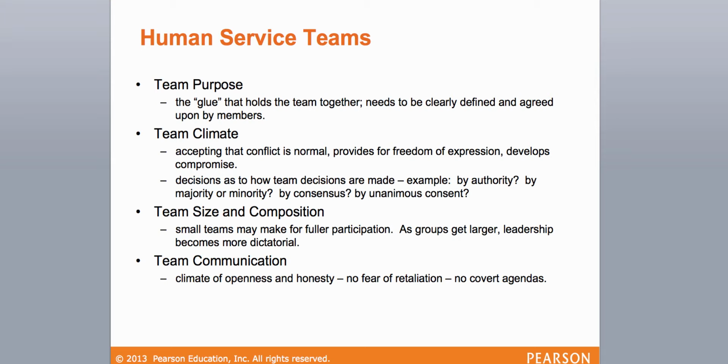The climate. One thing about the climate of a team is, in some teams you may participate in, everybody stays quiet, and it's because nobody wants to step on anybody's toes. And the sooner it can be understood that a certain level of conflict, and I certainly don't mean wrestling matches here, but I'm talking about professional disagreements, a certain amount of that is normal and really helps the team to function better. So the climate in the group should permit freedom of expression, and should encourage the development of compromise.